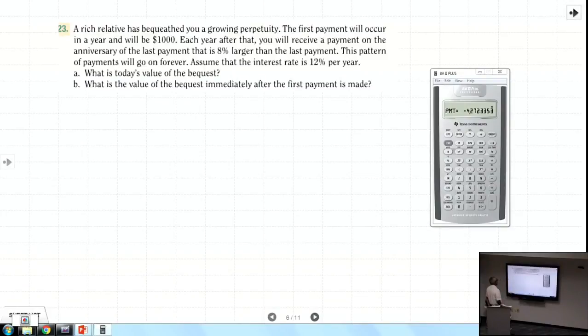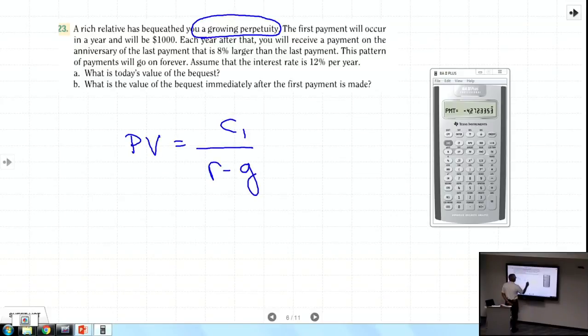The last problem we look at is a growing perpetuity. The first payment, and the problem tells you it's a growing perpetuity. And we know that the present value of a growing perpetuity is C1 divided by R minus G. So our task is to identify what is C1, what is R, and what is G. The first payment will occur a year from now, which is 1,000. That means C1 is identified as 1,000, a year from now. A year from now, that's the key.